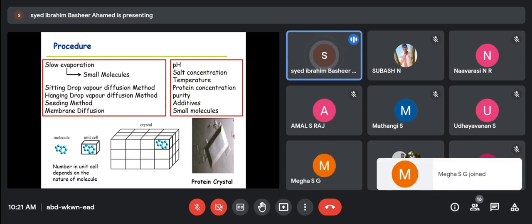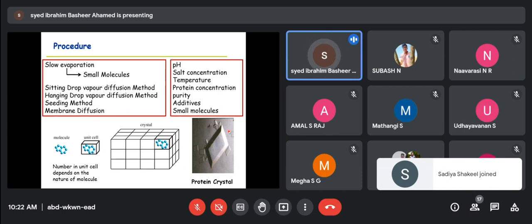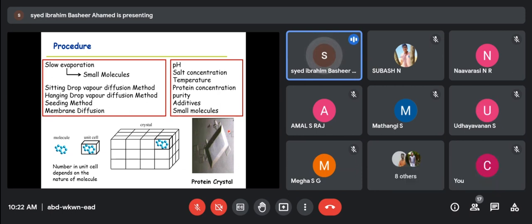Whatever you do, playing around with the conditions, you keep getting these needle or plate crystals, and they will not grow. You end up with a huge number of plate or needle crystals. So what you can do is make use of these plate or needle crystals as a seed. To make a seed, you take one or two plate crystals or some needle crystals and manually crush them.